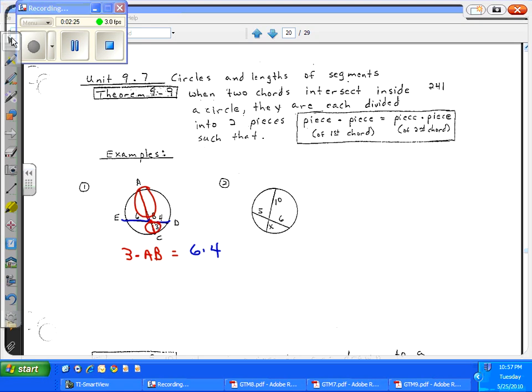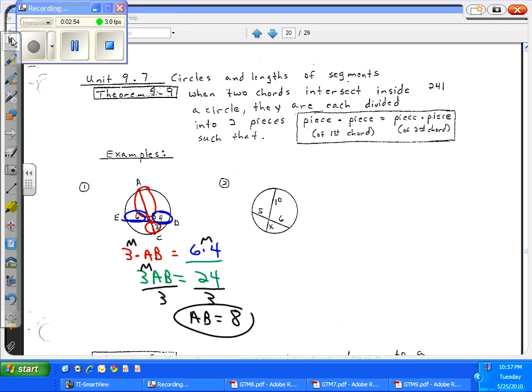Piece times piece of this one equals piece times piece of that one. The product of the segments of this one is equal to the product of the segments of that one. Now, to simplify, we're going to go ahead and multiply there. So we have 3AB is equal to 24. Undo multiplication by division, and we get AB is equal to 8.